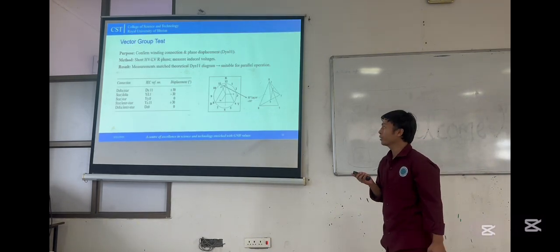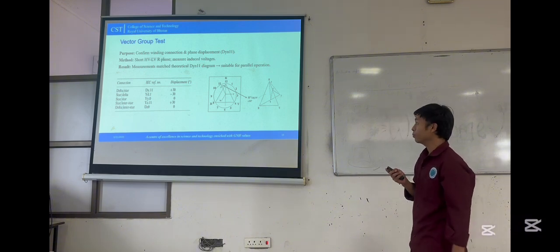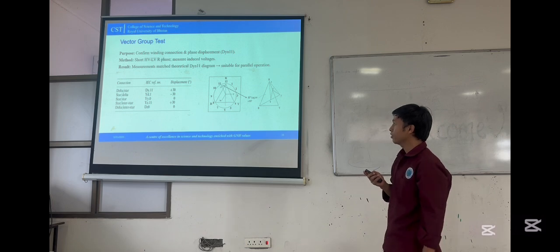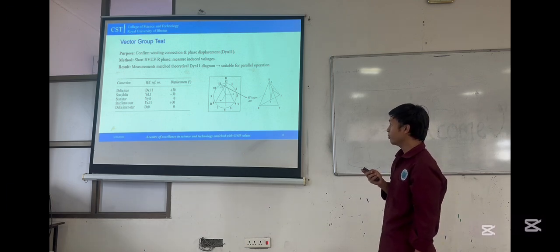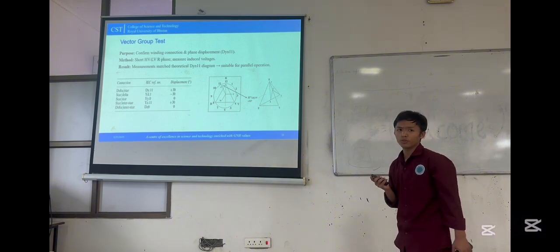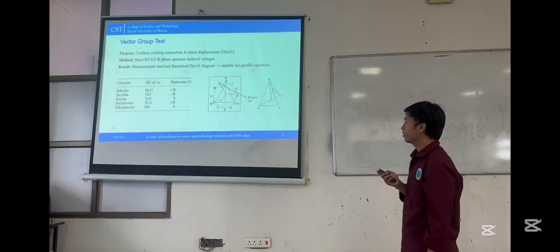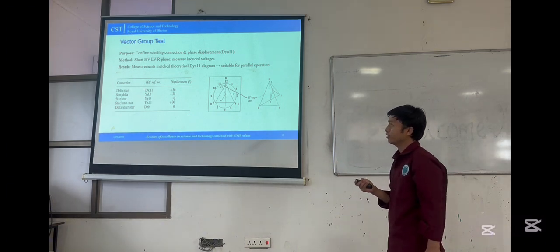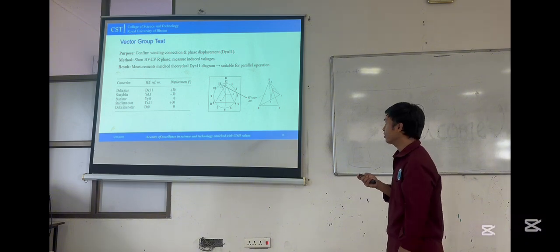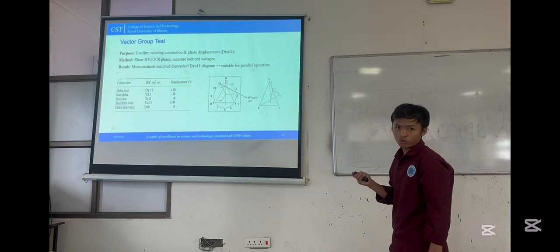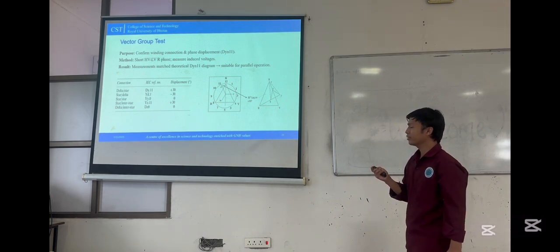Next case is the vector group test. The purpose of this test is to confirm the winding connection and phase displacement. And the method is short circuit, short HV phase, and measure the induced voltage between the phases. These are the types of vector groups that are present in the transformer. Through these two diagrams, we can deduce the mathematical results in three conditions.